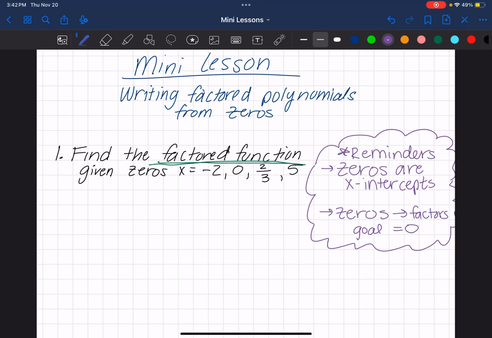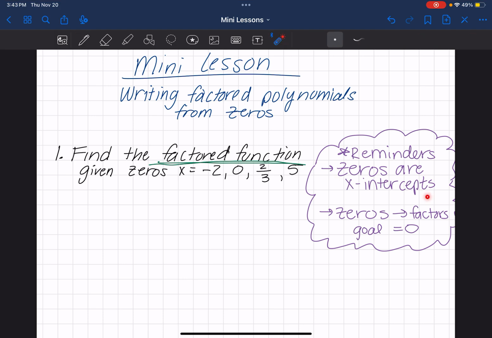So for today's mini lesson, we are going to be writing factored polynomial equations from zeros. One way in which we can get zeros is from a graph such as Desmos, and then we can take those zeros to solve them into factored form to create a factored function or a factored equation. So for this question, it says find the factored function given the zeros x equals -2, 0, 2 over 3, and 5. Now I do have a couple reminders here.